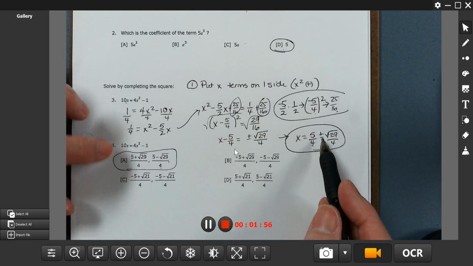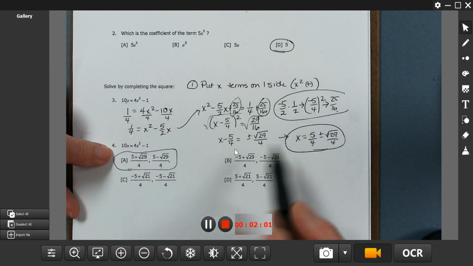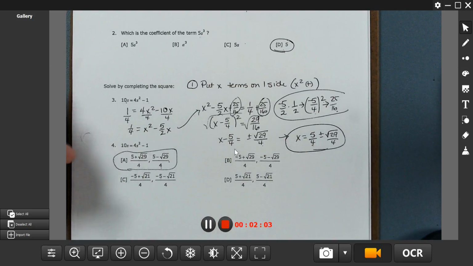This is the same problem. It's just got the multiple choice answers. I wanted to leave you room to do it and then to look, and you can see that this is the correct answer there. So hopefully that's helpful.